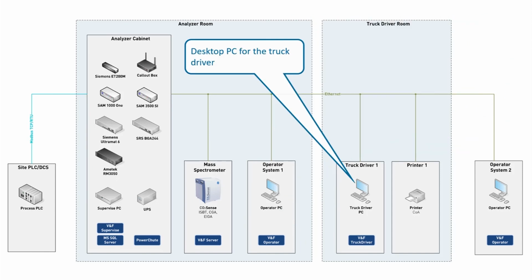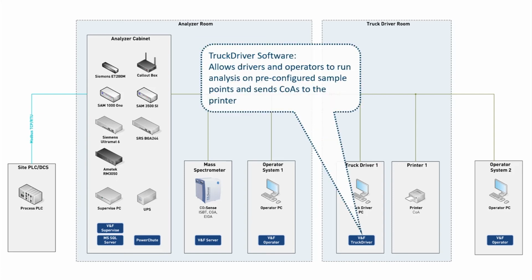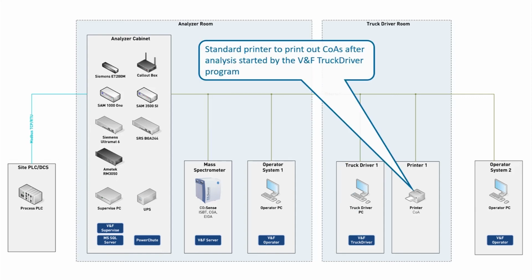The truck driver PC is a standard desktop PC mainly for the drivers, where the V&F truck driver software is running. The V&F truck driver software allows drivers and plant staff to run analysis on pre-configured sample points and sends the COAs to the printer after finishing the analysis. The printer is used to print out certificates of analysis after finishing the analysis, which have been started by the V&F truck driver software.